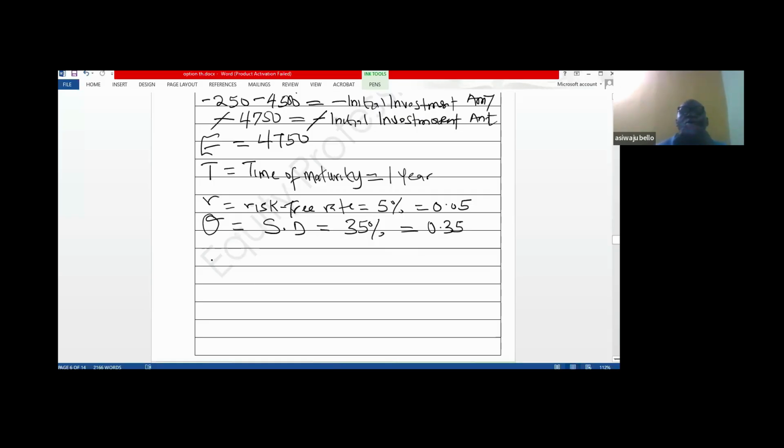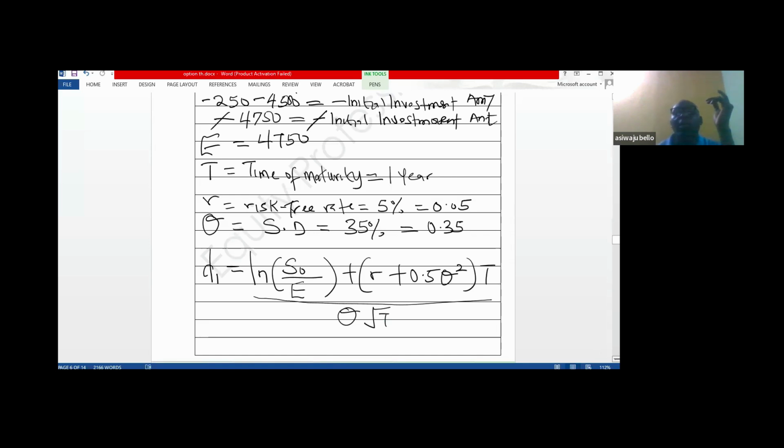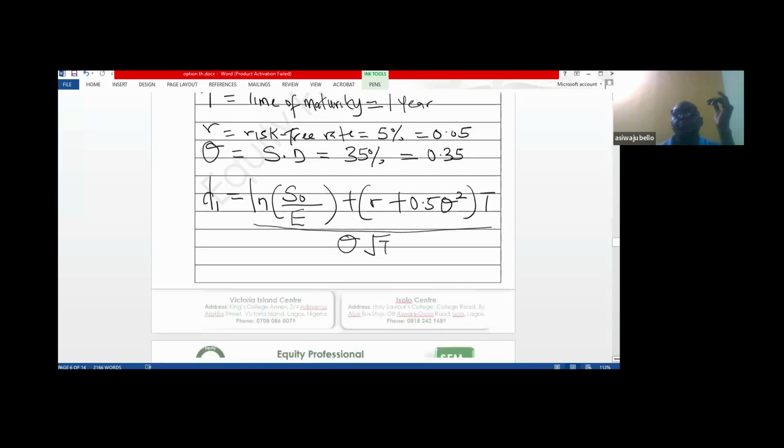What next? Calculate your D1. D1 is equal to the formula in bracket, X0 over E, close your bracket, plus R plus 0.5 volatility squared, multiplied by T, everything divided by volatility times the square root of T. Pick your variables.